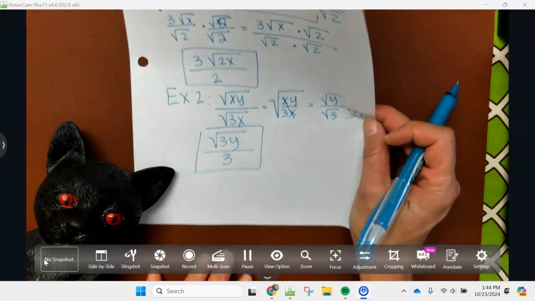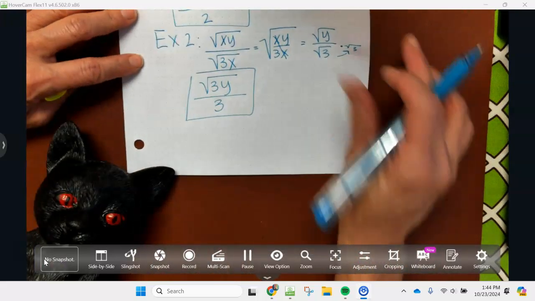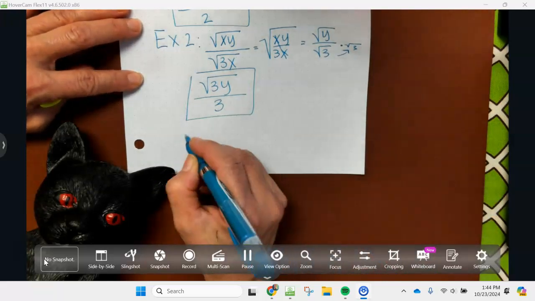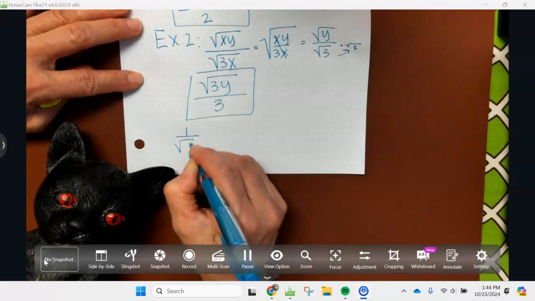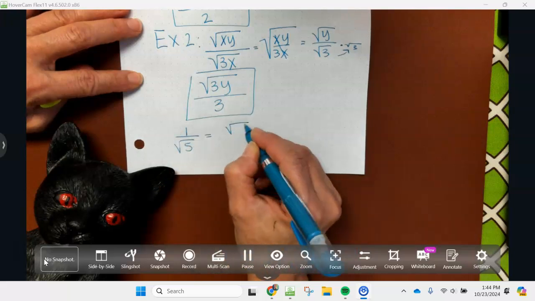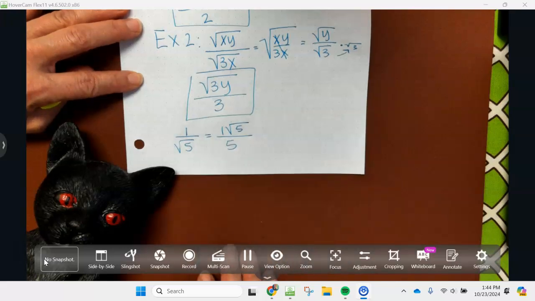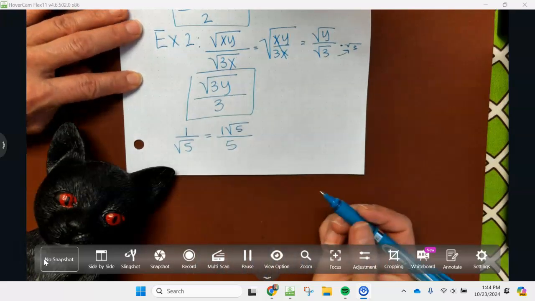So very quickly, let's just talk about a really super shortcut. So just moving fast and efficiently. If you have 1 over the square root of 5, that square root of 5 goes on the top, and then plain 5 goes on the bottom. That's always going to be your super shortcut.